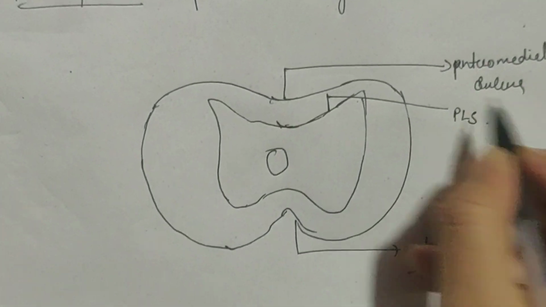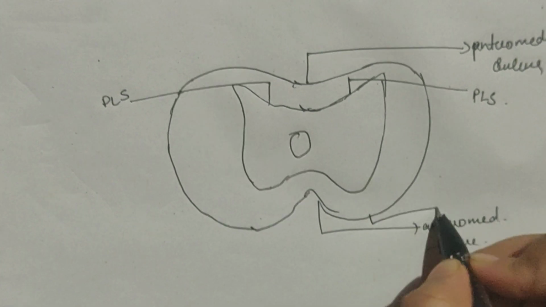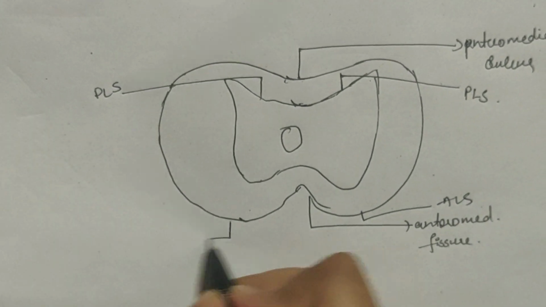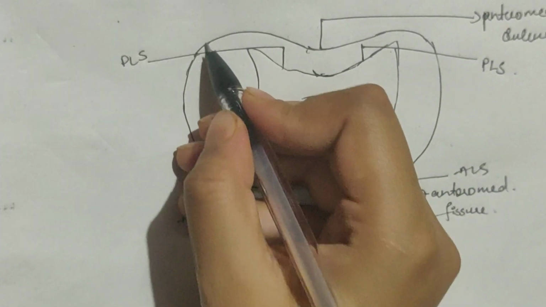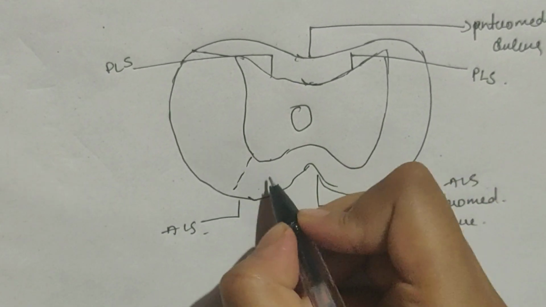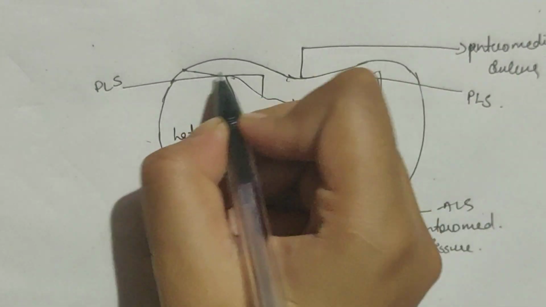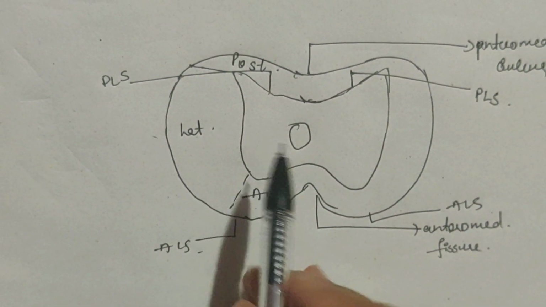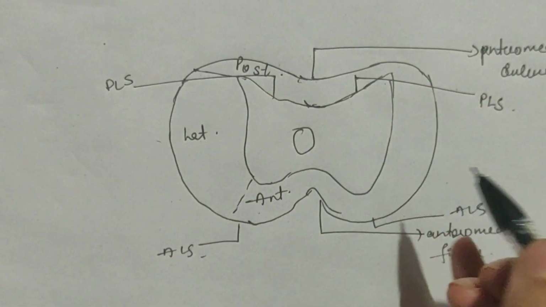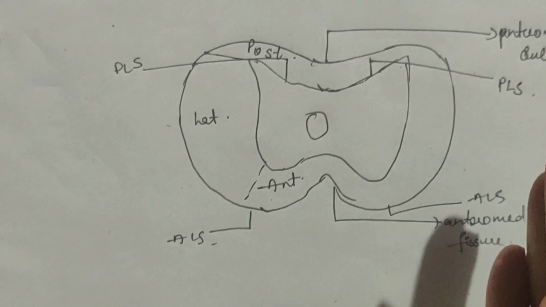Okay, so this is the posterolateral sulcus. This is the other posterolateral sulcus. This is the anterolateral sulcus, and this is one more anterolateral sulcus. So if you divide this into 3 parts, this is the anterior surface, this is the lateral surface, and this is the posterior surface. So the posteromedian septum passes from the posteromedian sulcus until the spinal cord, but it does not touch the gray matter.